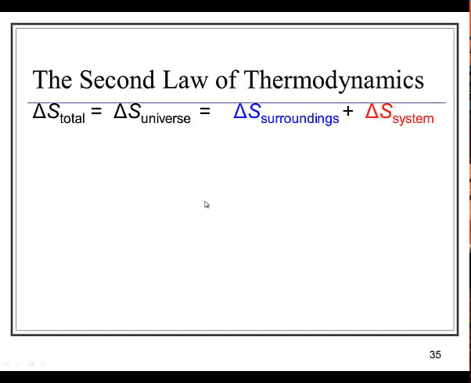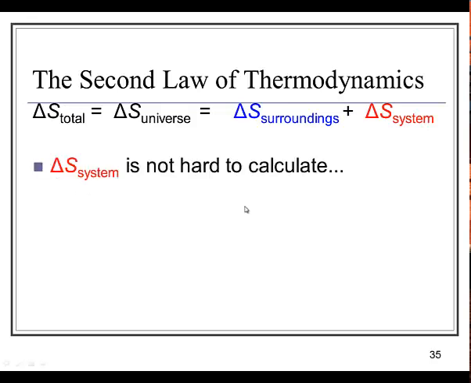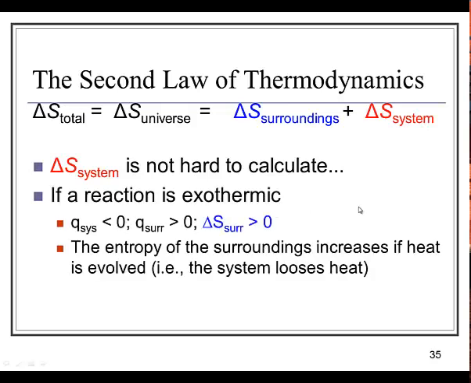So the second law of thermodynamics simply says that the total entropy, which is the entropy of the universe, is the sum of the entropy of the surroundings plus the entropy of the system that we're specifically studying. So we study the system, but it either increases or decreases the entropy of the surroundings, and the total entropy of the universe is the combination of both the system entropy change and the surroundings entropy change. The change in entropy of the system is easy to calculate. You've actually done it already.